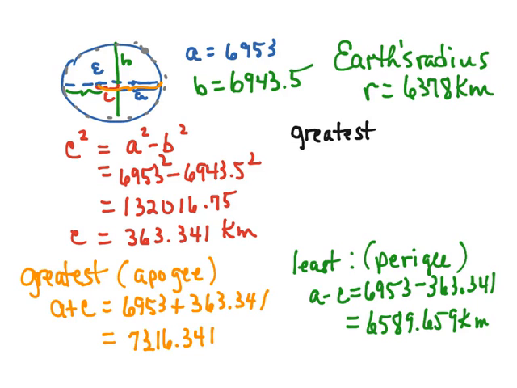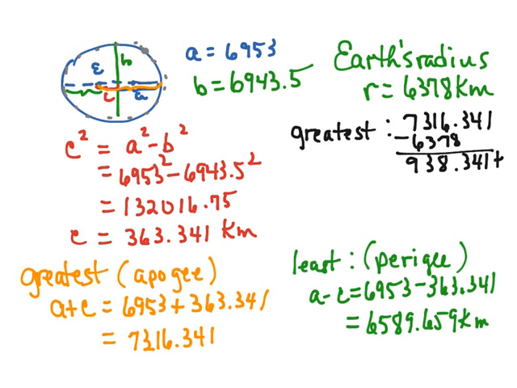So our final answer from the Earth's surface, our greatest distance would be the distance that we had a moment ago, 7,316.341, and we would have to subtract the Earth's radius, 6,378, and so the greatest distance would be 938.341 kilometers.